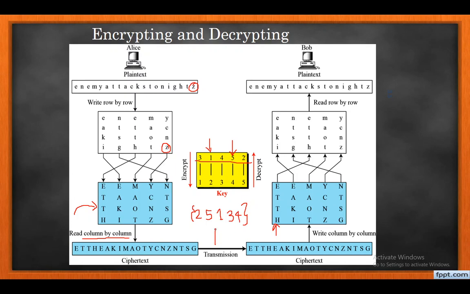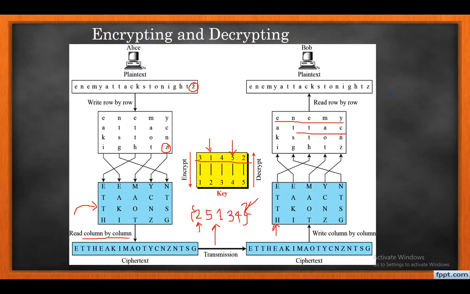Now this becomes my new key. Once I arrange the letters column by column, I will rearrange this entire thing according to this key. In this case, the second column will come and sit at first. The fifth column will come and sit at the second position. The first column will sit at the third position. The third column will sit at the fourth position. And when you rearrange these letters, you can read it row by row. That will be your message.